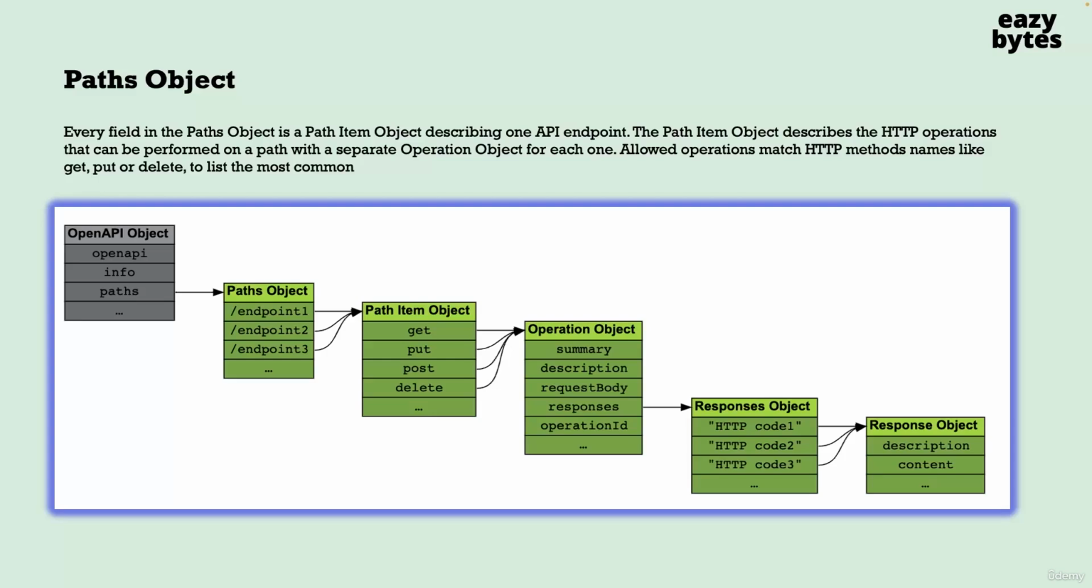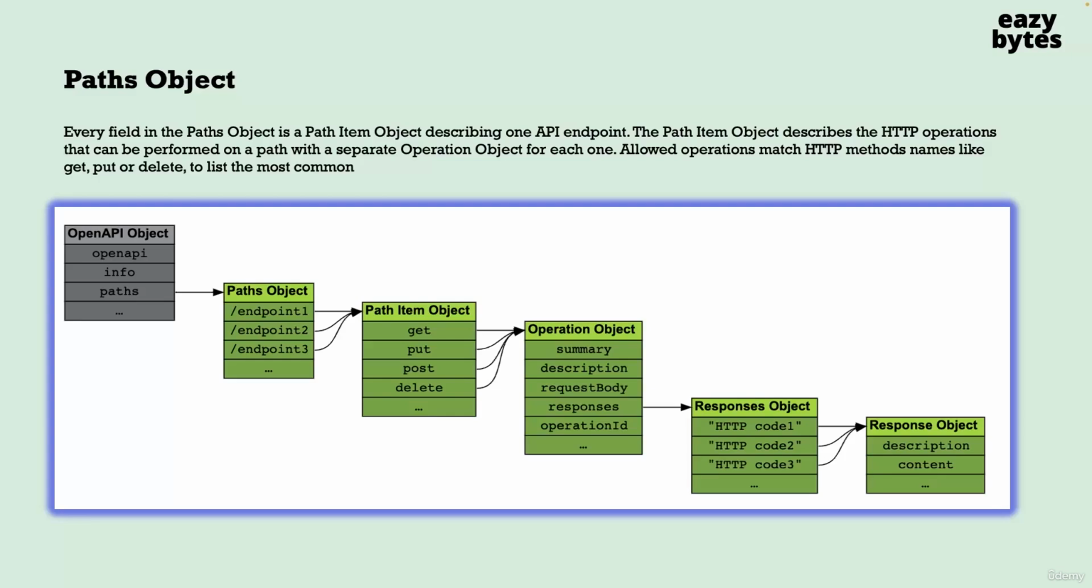Now coming to the paths object, under paths we can define any number of paths or operations or APIs. Each path starts with a slash, followed by your endpoint. Your endpoints can be like /endpoint1, /endpoint2. This way we can give any number of endpoints under paths. Each endpoint acts as a path item object, which describes the HTTP operations that can be performed on a specific path.